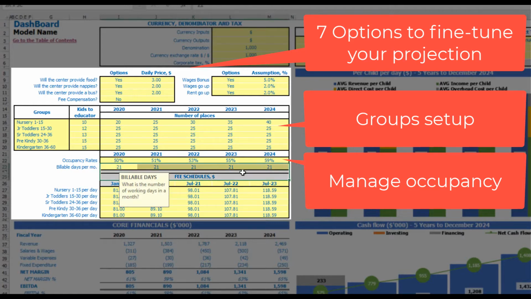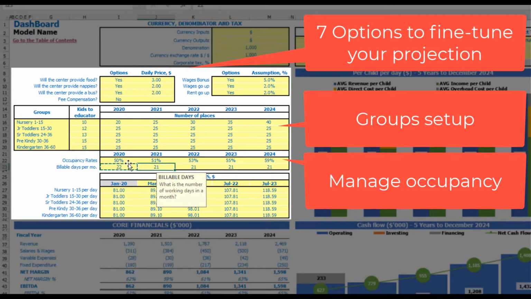Additionally, you have billable days per month. In other words, how many days per month these groups will work. Let's say it's 22 days, for example, across all the years.